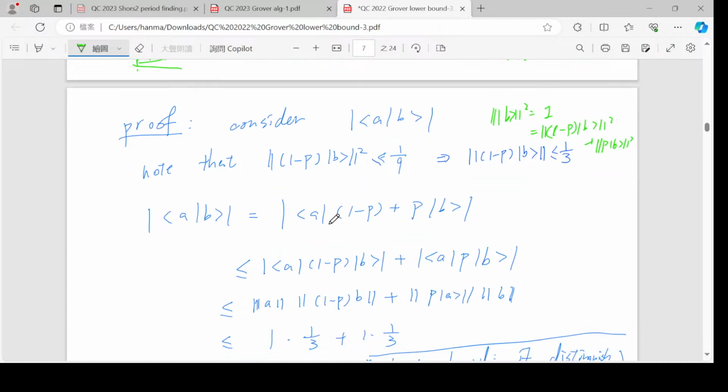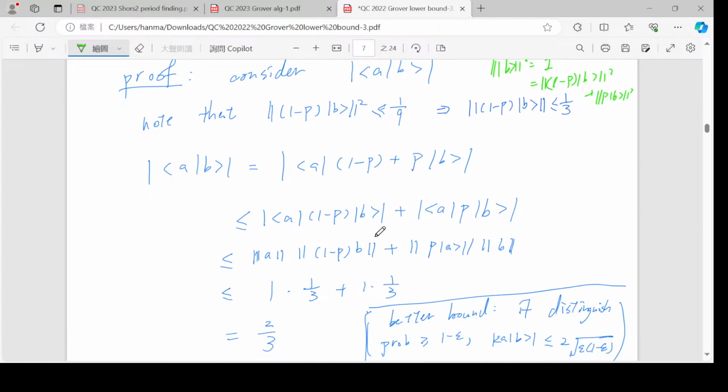The inner product between them, we can, once again, snug in a 1 minus P and a P pair inside, because they sum to identity. Then you just break it into two terms, and by triangle inequality it is less than or equal to those two terms. Now we see that 1 minus P on B is small and A on P is small. So we break this inner product down even more.